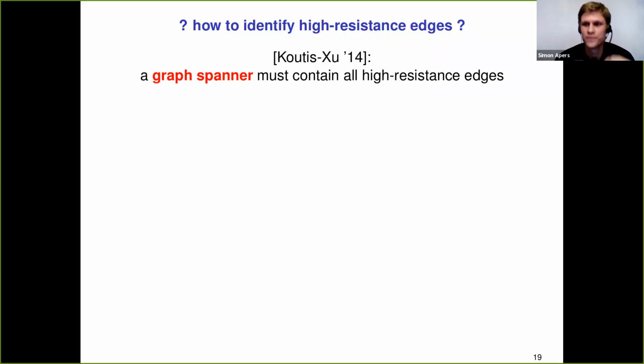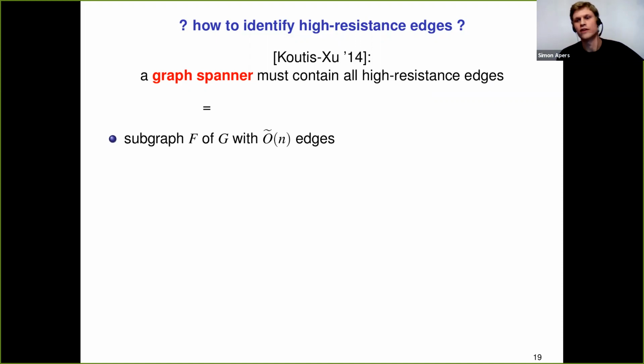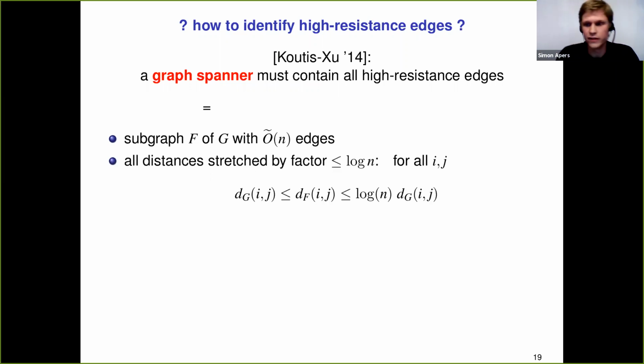So I'm just bringing in a new concept, which is kind of easy, but I promise at least for a bit, this will be the last concept that I introduce. So a graph spanner, what is that? A graph spanner is again a subgraph of G, a sparse subgraph, now with Õ(n) edges. This time it's not reweighted, so it's just strictly a subset of the edges, such that all distances in F, where by distance we mean shortest path distances, are stretched by at most log n.